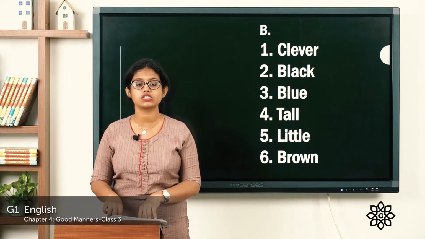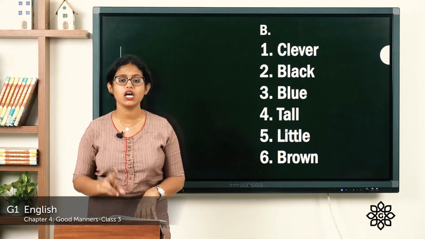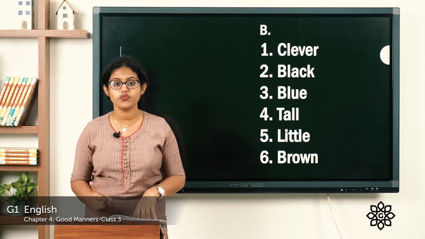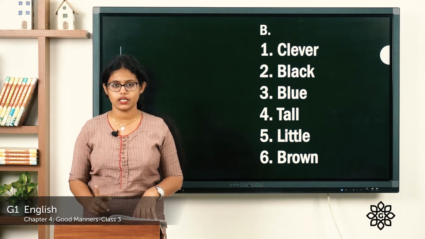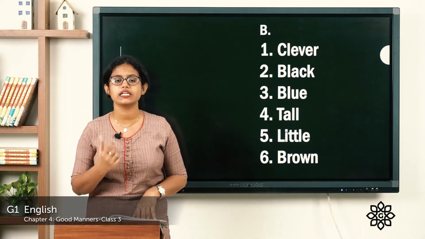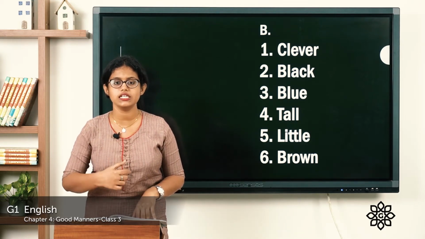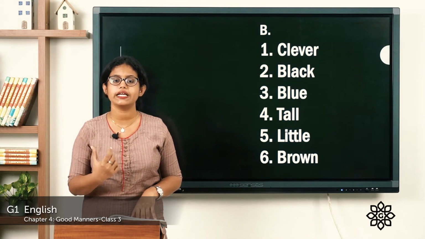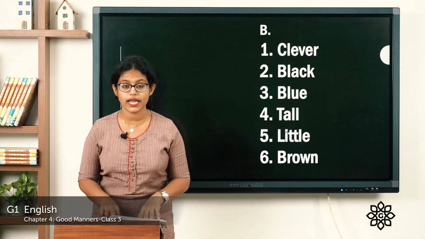My mother cooks tasty food. Here there are 2 naming words. Mother is the name of a person. Food is the name of a thing. And which is the describing word here? The describing word here is tasty. The word tasty describes the food. So describing word here is tasty. Coming to the next one.